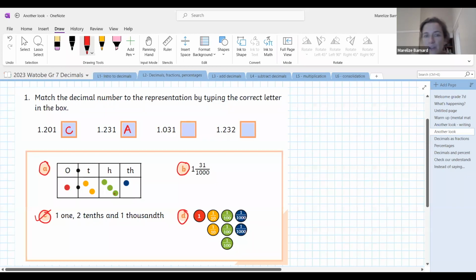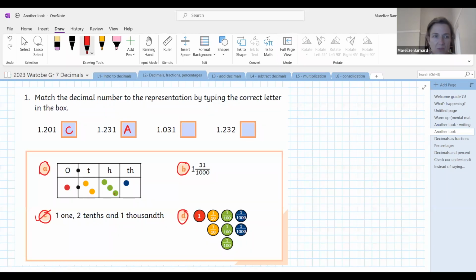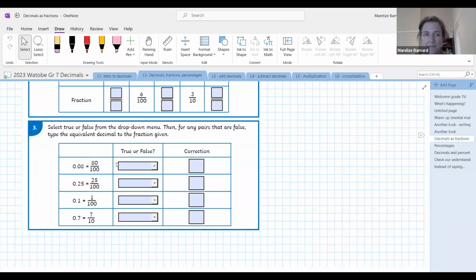And then 1,031. Which one does that match? So we've used that. So it can only be B or D. It's going to be B. That's right. Well done, everyone. And then this leaves us with the last option with D. Must go here. But let's see if that makes sense. So we've got a 1, 2/10, 3 thousandths and 3 hundredths and 2 thousandths. Okay, good. So all of that is going to help us with converting between fractions and percentages.